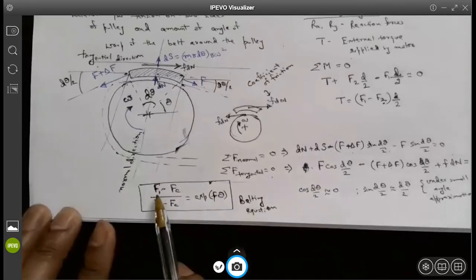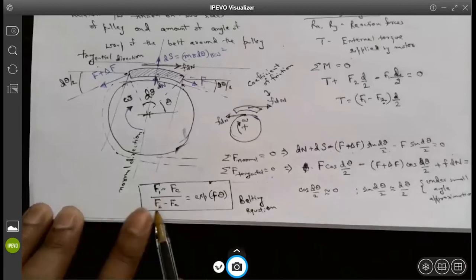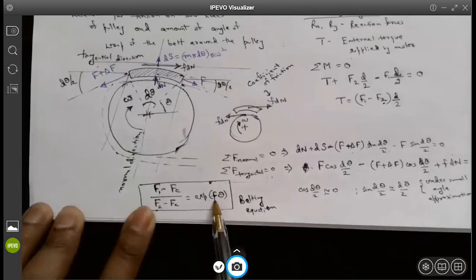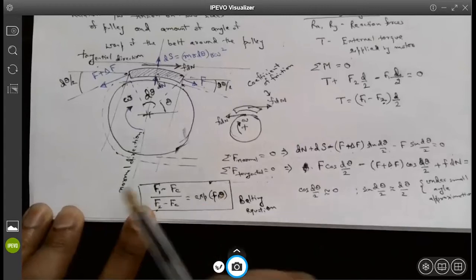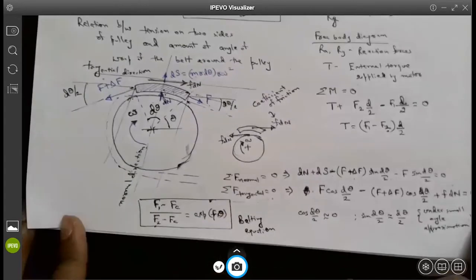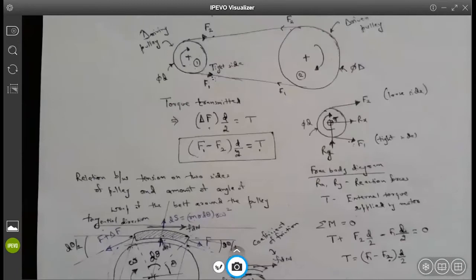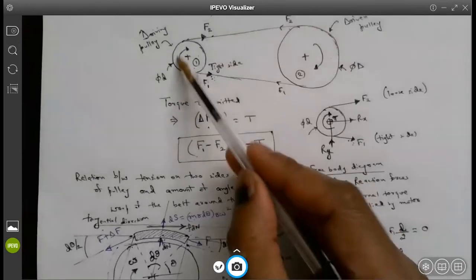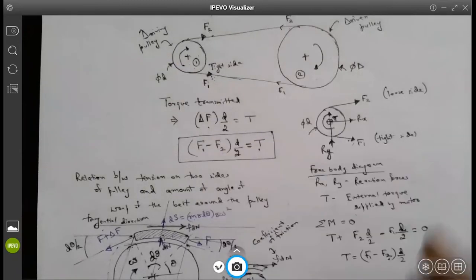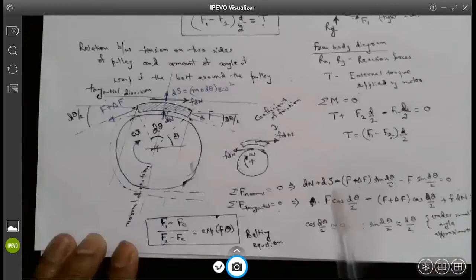What is F1 here? F1 is the tight side tension. F2 is the loose side tension. In the exponential, this small f is the coefficient of friction. This theta is your angle of wrap. So this is the total angle of wrap that you will get for the smaller side and for the bigger side. This angle of wrap you can obtain from the geometrical construction.